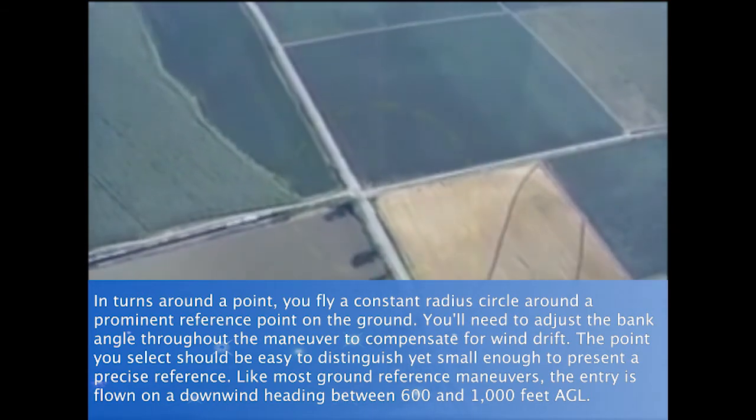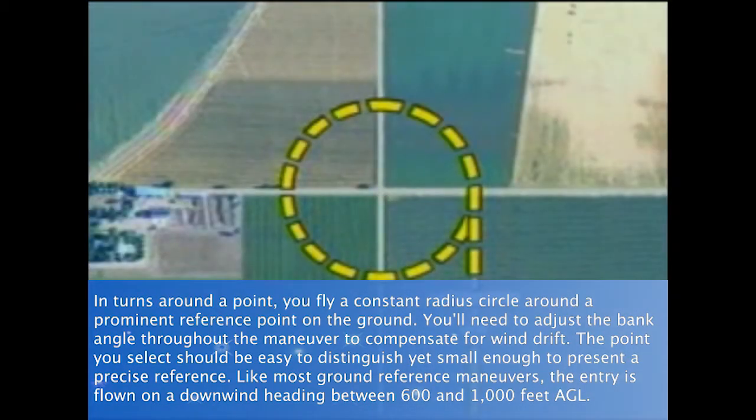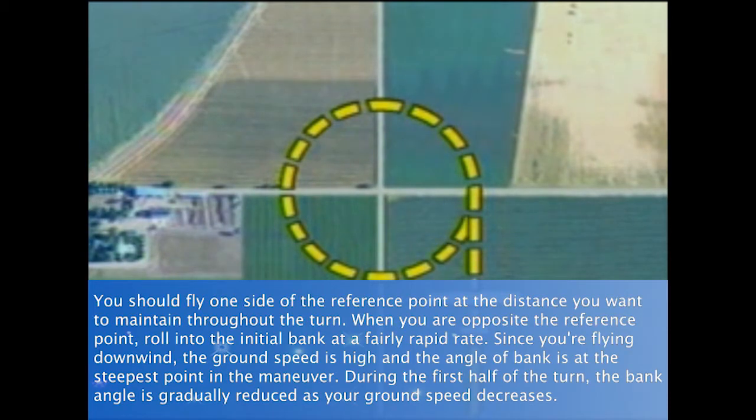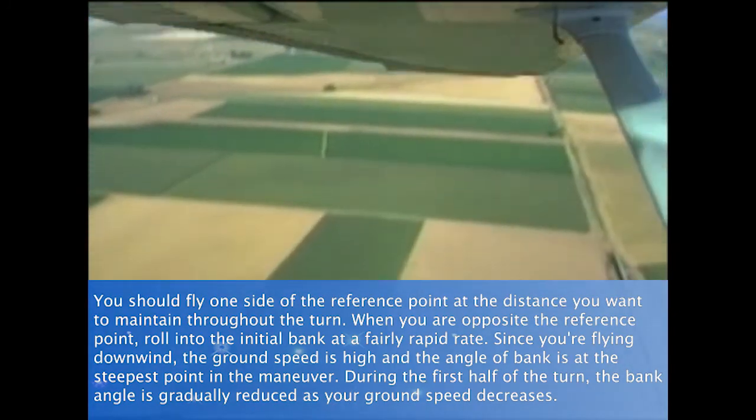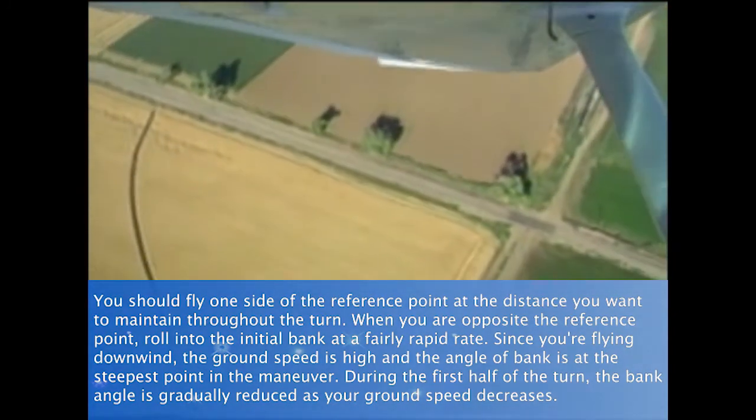Like most ground reference maneuvers, the entry is flown on a downwind heading between 600 and 1,000 feet AGL. You should fly to one side of the reference point at the distance you want to maintain throughout the turn. When you're opposite the reference point, roll into the initial bank at a fairly rapid rate.